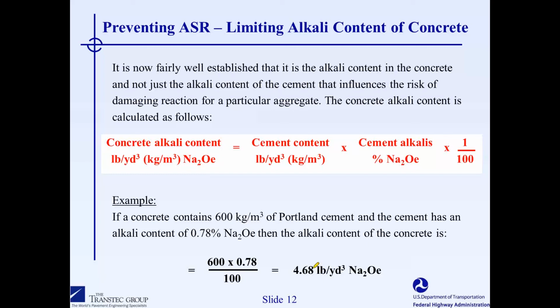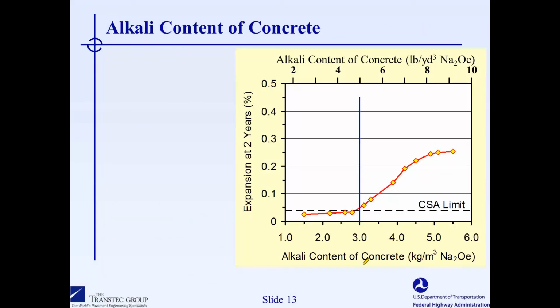And the concrete alkali content is basically the product of the cement content and the alkali content. So if we multiply our cement content by our cement alkalis, divide by 100 because our cement alkalis are expressed as a percentage, we'll get the concrete alkali content. And here's an example down here. This should say pounds per cubic yard here. If we had 600 pounds per cubic yard of cement with an alkali content of 0.78%, we can multiply these together, and this gives us our actual alkali content in the concrete. In this case here, just slightly under 4 pounds per cubic yard.